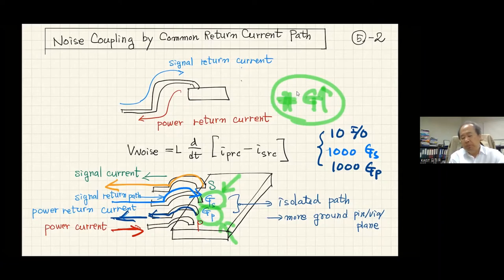And so, to enhance your data performance and computing performance with higher computational capabilities, you may need more and more ground. Why do we need more? Because we have to make a low impedance path. And the second reason is we want to isolate each return current path.